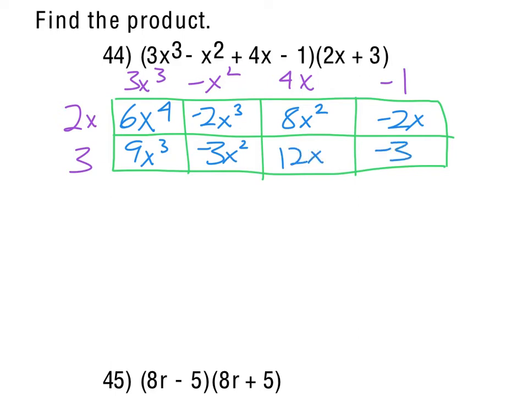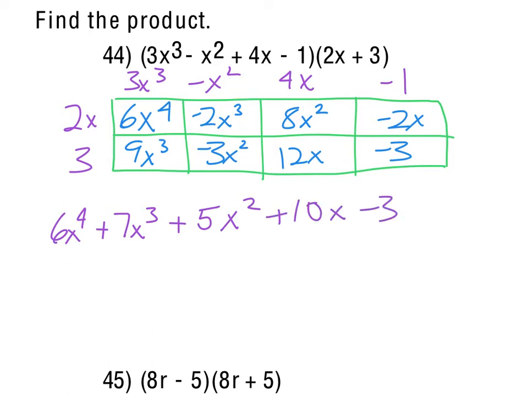We do have some like terms there. Highest degree term is 6x to the 4th. That's the only x to the 4th term. Got a 9x cubed and a minus 2x cubed, so that's a plus 7x cubed when we combine those. A minus 3x squared and a plus 8x squared, so that's plus 5x squared. 12x minus 2x would be 10x, and then minus 3.